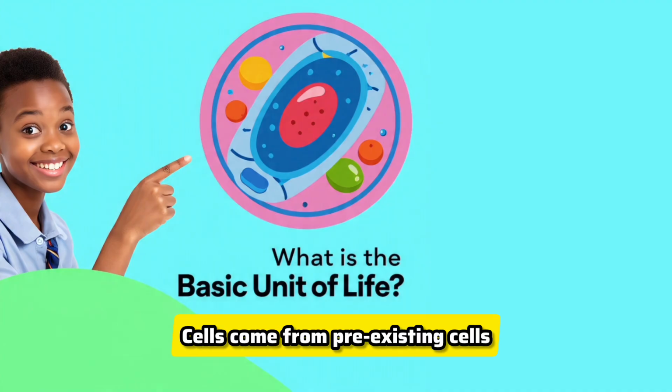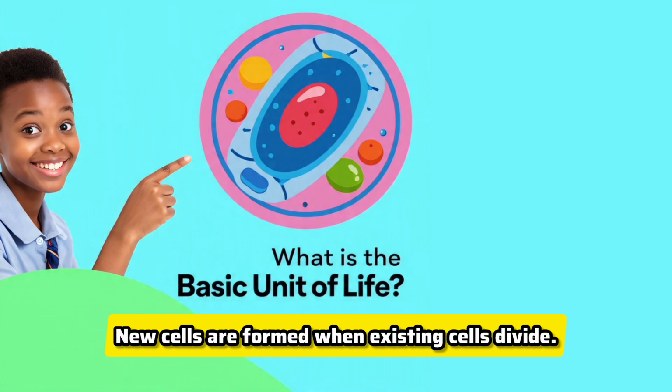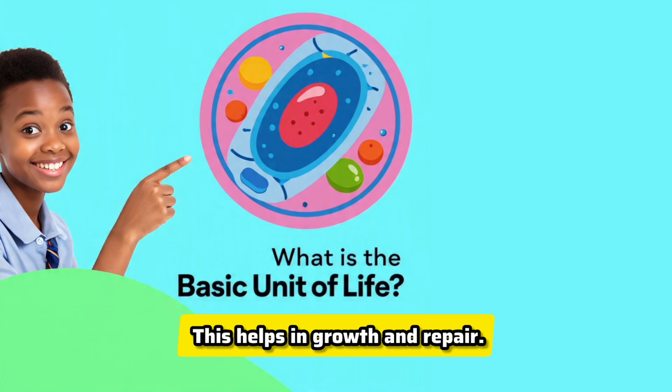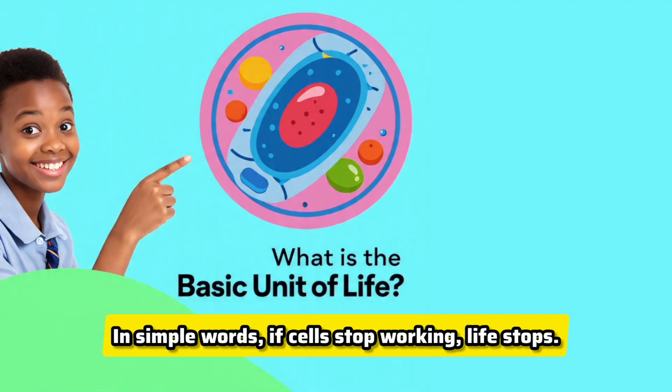Cells come from preexisting cells. New cells are formed when existing cells divide. This helps in growth and repair. In simple words, if cells stop working, life stops.